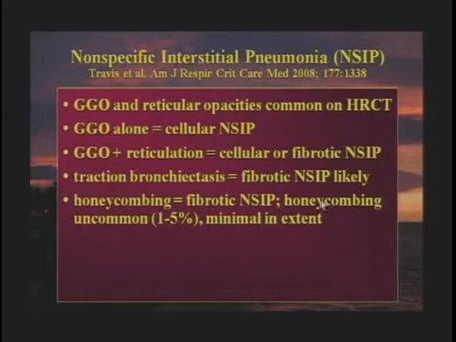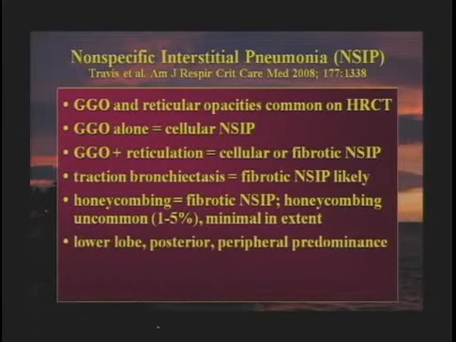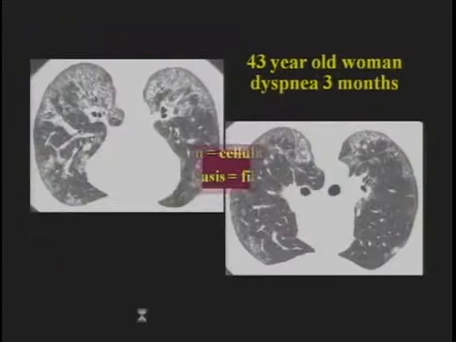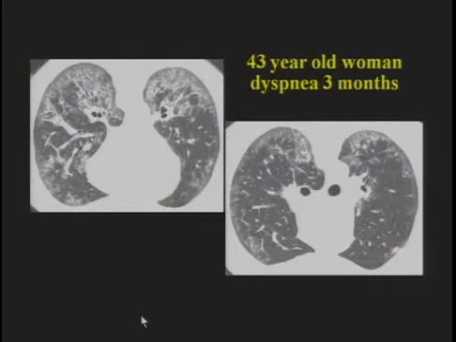And I should mention that in contradistinction to UIP, honeycombing is quite uncommon in fibrotic NSIP, and when present is quite minimal in extent. So you don't quite see the same appearance you do in UIP. It also has a lower lobe posterior and peripheral predominance, but it has a specific finding that is extraordinarily helpful in making this diagnosis, and that is sparing of the immediate subpleural lung, which is present in 20 to 60% of cases. Now here an example, a 43-year-old woman with dyspnea for 3 months.